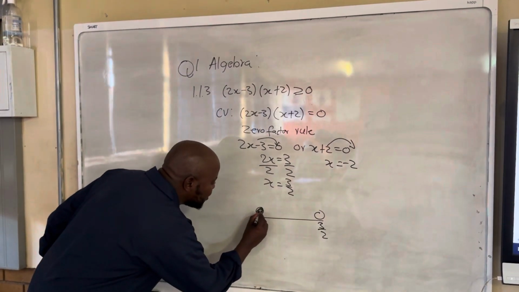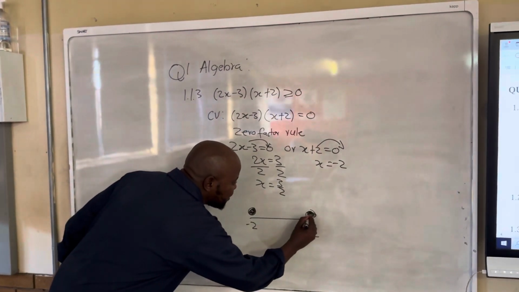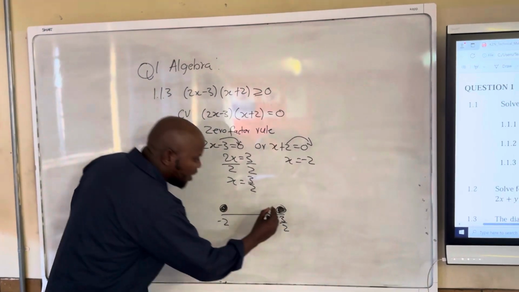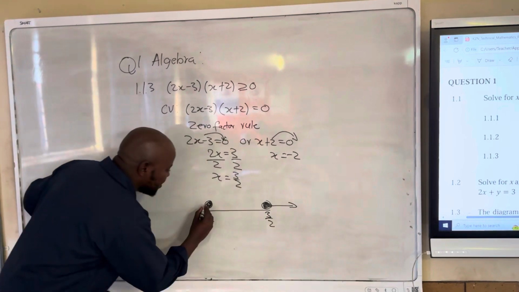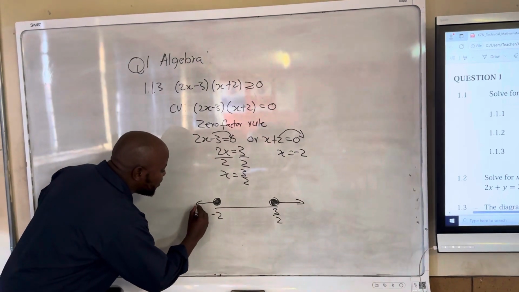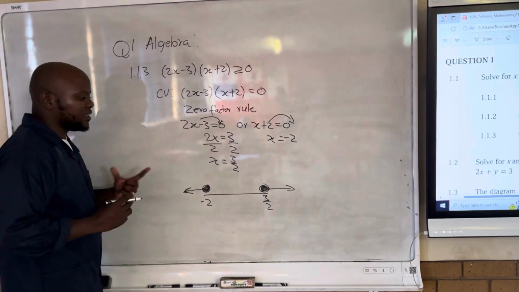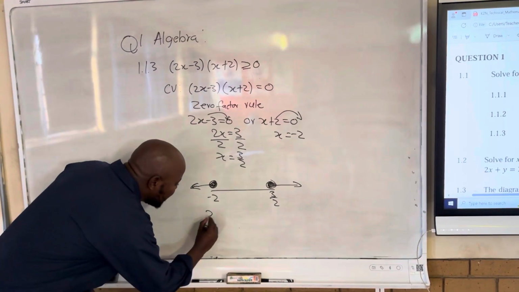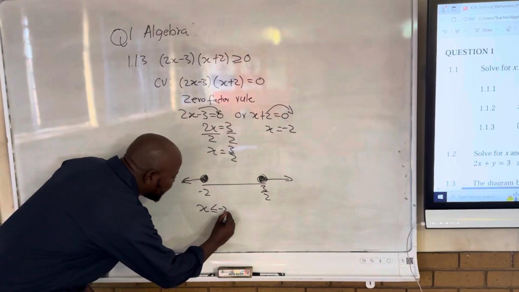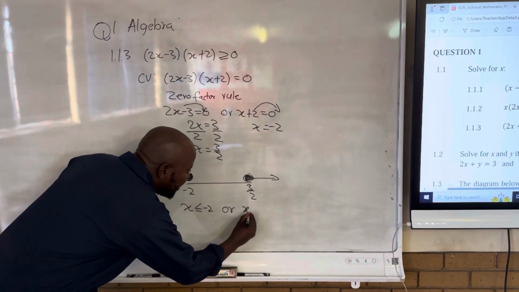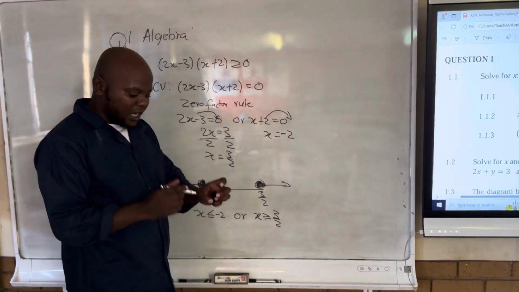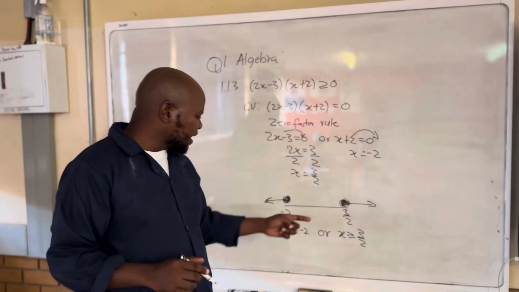What do we shade? Since it says above, it means our solutions go outside, because it's saying above. The notation for above would be x is less or equal to negative 2 or x will be greater or equal to 3 divided by 2.